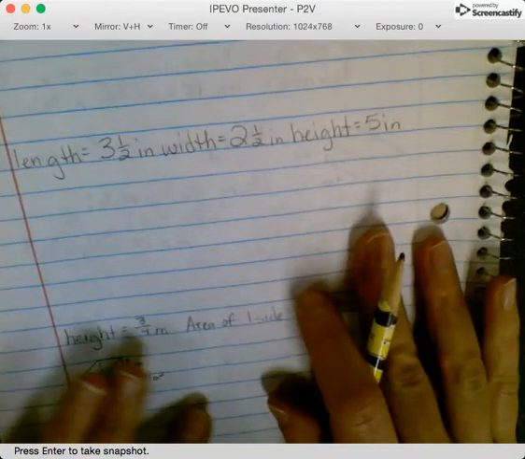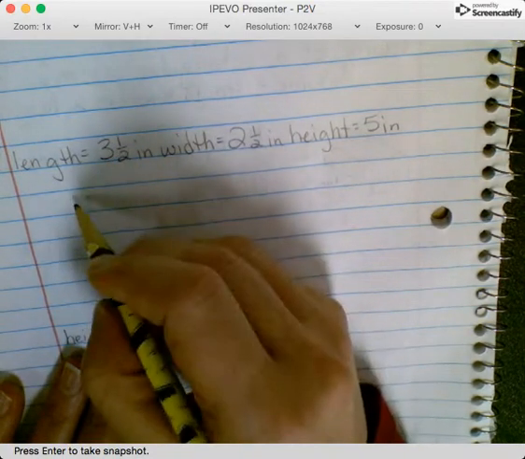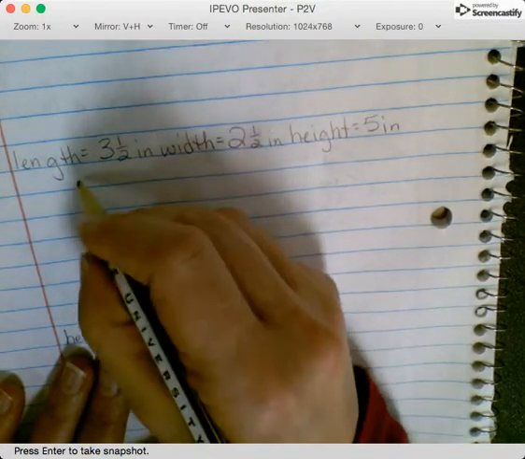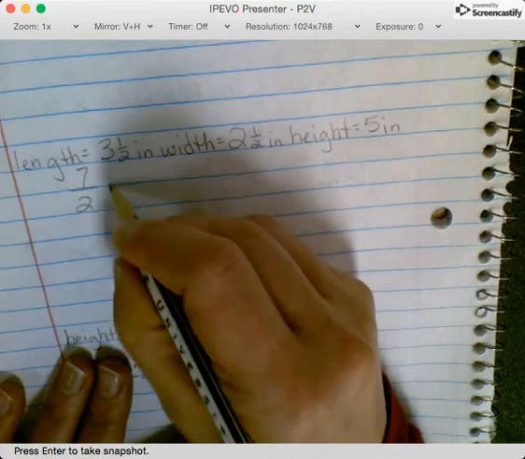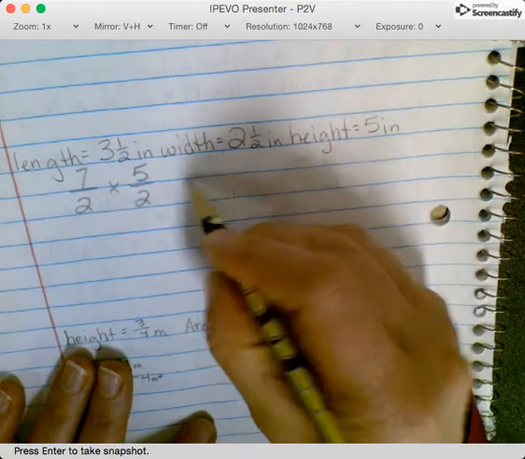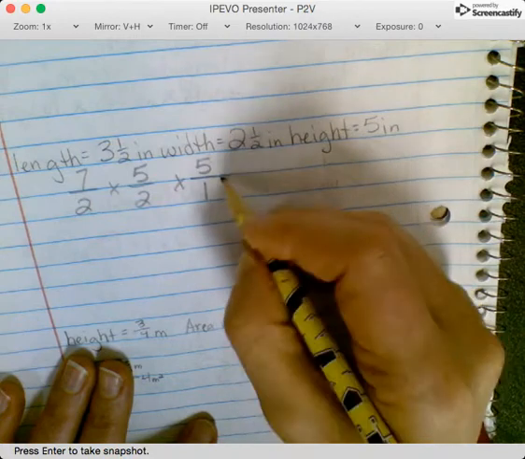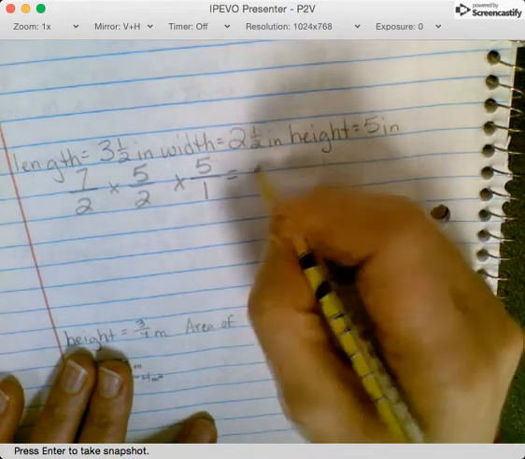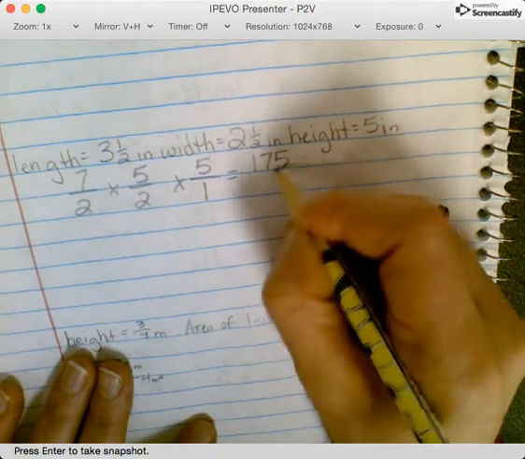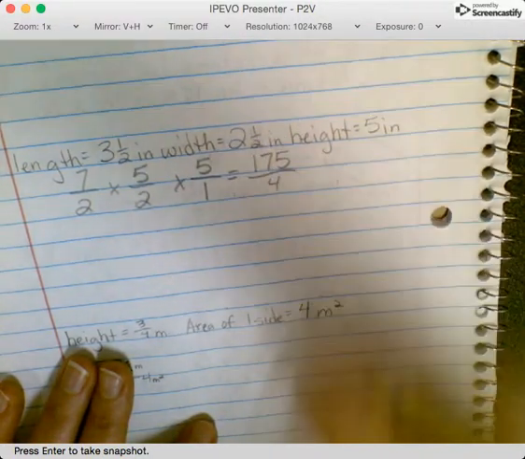The next one is another one with fractions, just to practice those. So I'm, again, going to convert those into improper fractions before I multiply. So 3 times 2 is 6, plus 1 is 7. 7 halves times 5 halves times, and 5 is just a whole number, so I do 5 over 1. None of these can cancel each other out, so I'm stuck multiplying 7 times 5 times 5, or 7 times 25, which is 175. 2 times 2 times 1 is 4.